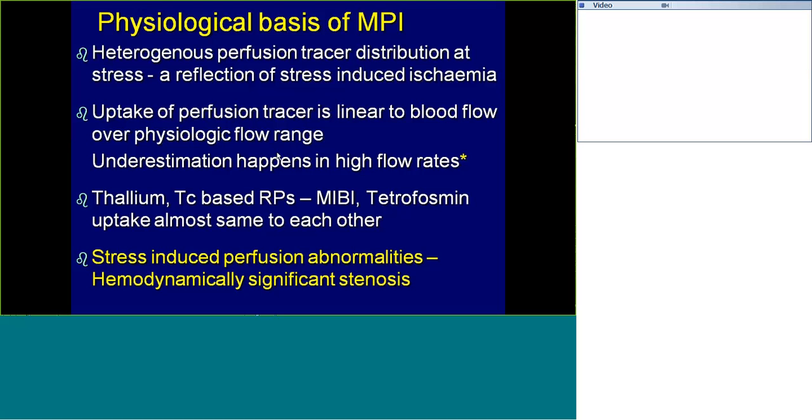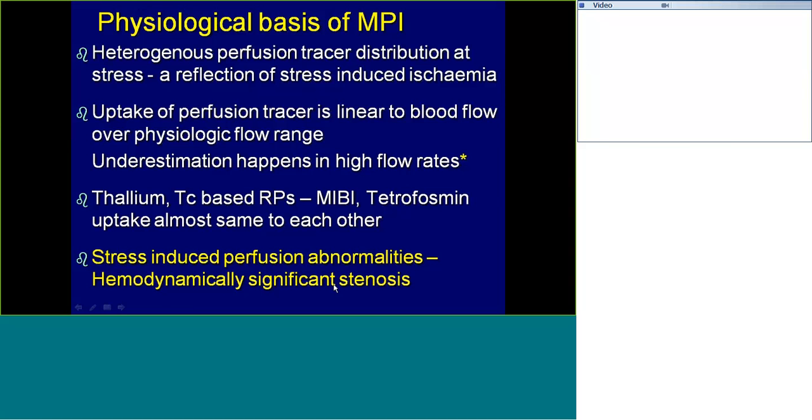In the availability of the perfusion tracers through the coronary vessels which are stenosed. So there is a heterogeneity in the availability of myocardial perfusion tracers in the myocardium supplied by normal coronary vessels and the myocardium supplied by the stenosed vessel. So that is what is classically shown as a perfusion defect. So the presence of any stress induced perfusion abnormality is a clear cut sign of the presence of hemodynamically significant stenosis.